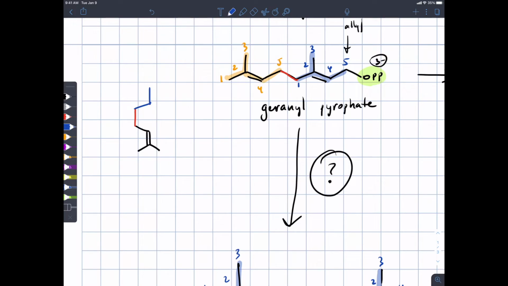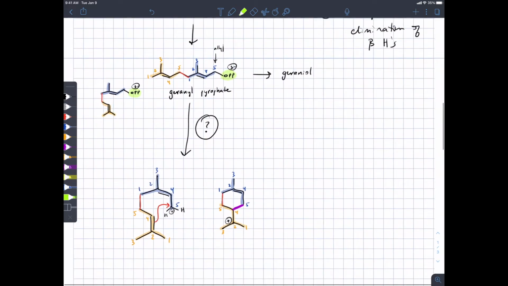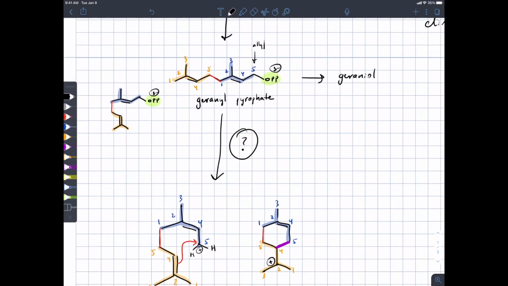All right, fine. Now what? Still got a good leaving group. So how do I get from here to there? All I've done is rotate around a sigma bond. These are the exact same molecule. Go ahead, Staten.